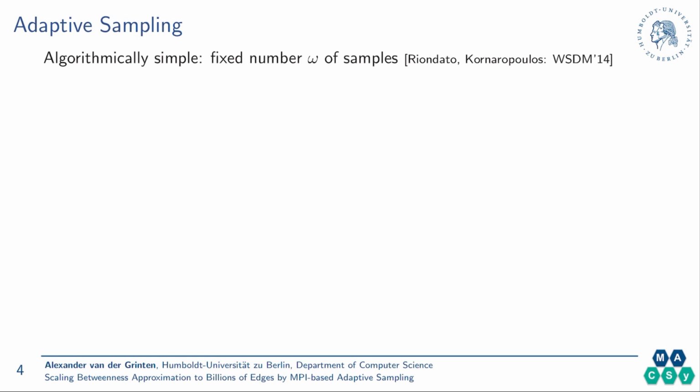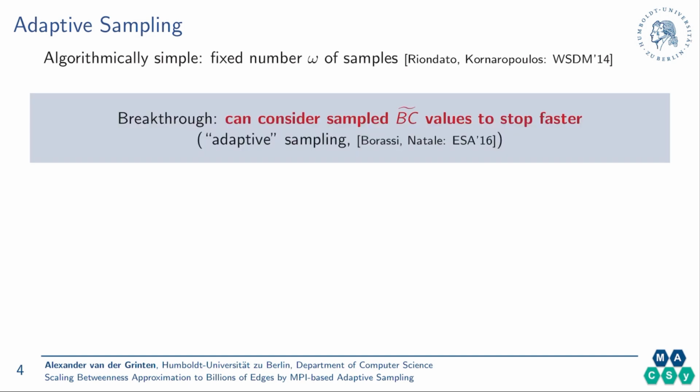And indeed, taking a fixed number omega of samples is also what Riondato and Kornaropoulos did in the algorithm that I presented on the previous slide. However, Borassi and Natale noticed that one can actually stop much faster if one also considers the sampled betweenness values, BC tilde, and not only the number of samples that we take.